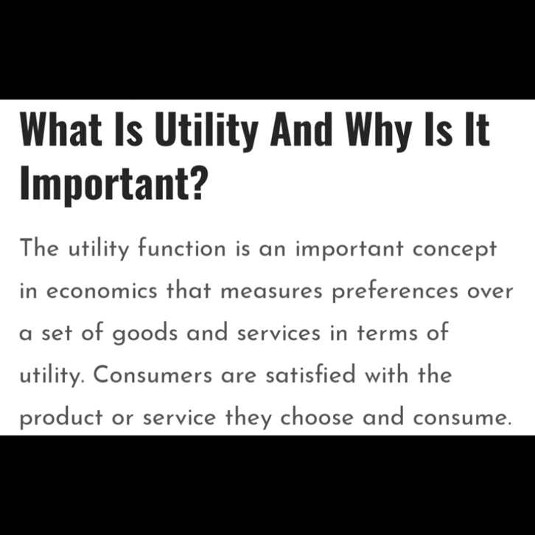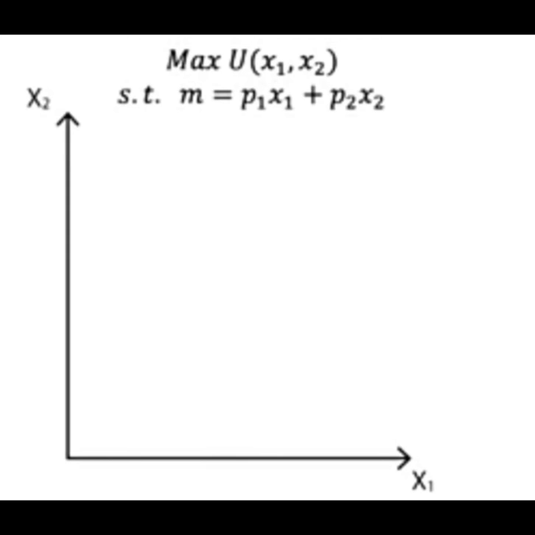What is utility and why is it important? The utility function is an important concept in economics that measures preferences over a set of goods and services in terms of utility. Utility maximization can be formulated as an equation where the utility for a given good X is maximized, subject to monetary constraints such that the price P of the good multiplied by the amount bought X is lower than or equal to the available budget M. This equation is general, thus we modify it in order to analyze a situation with two goods. The second formula is commonly used to facilitate its graphical representation.